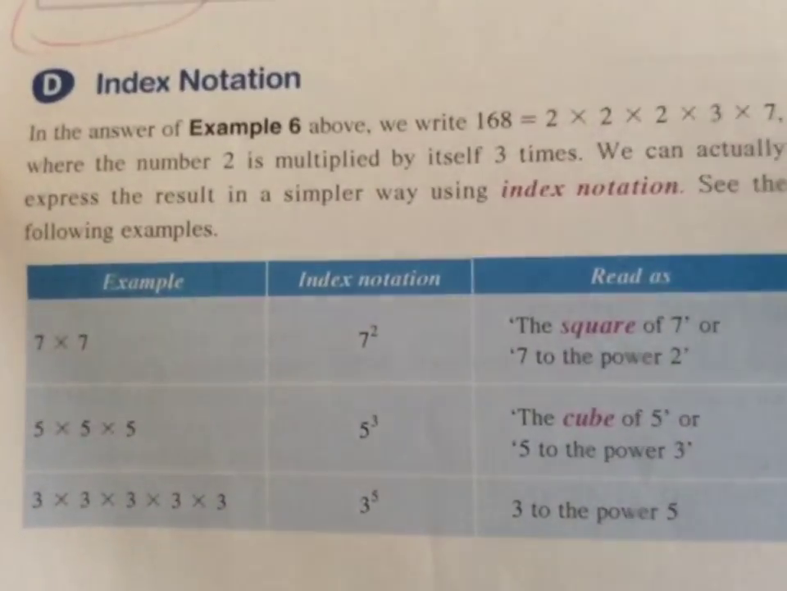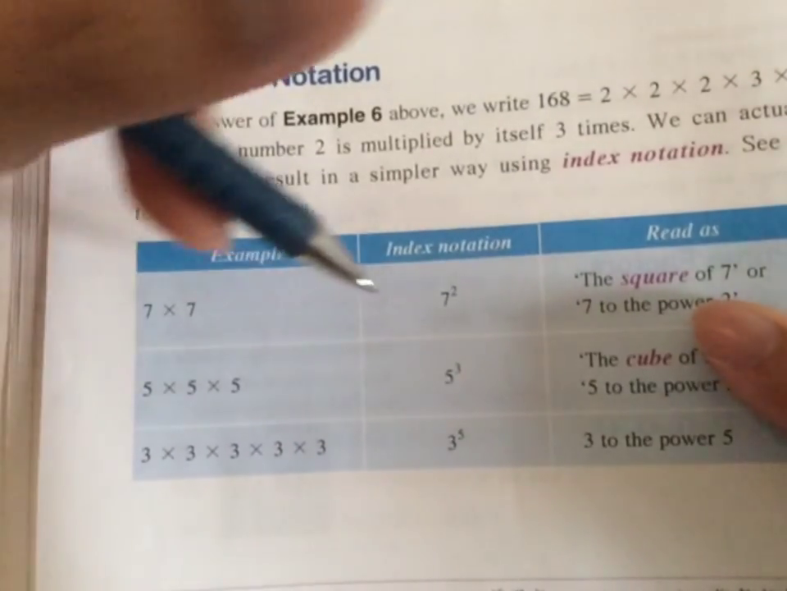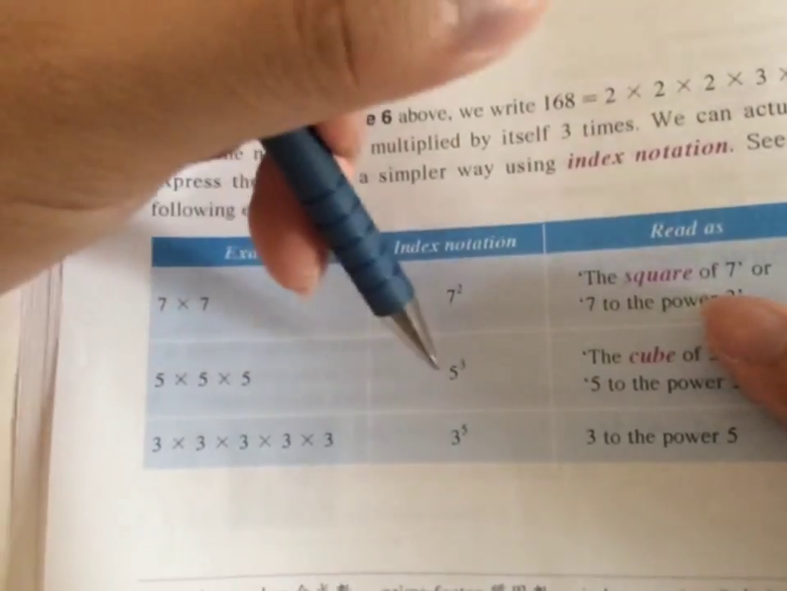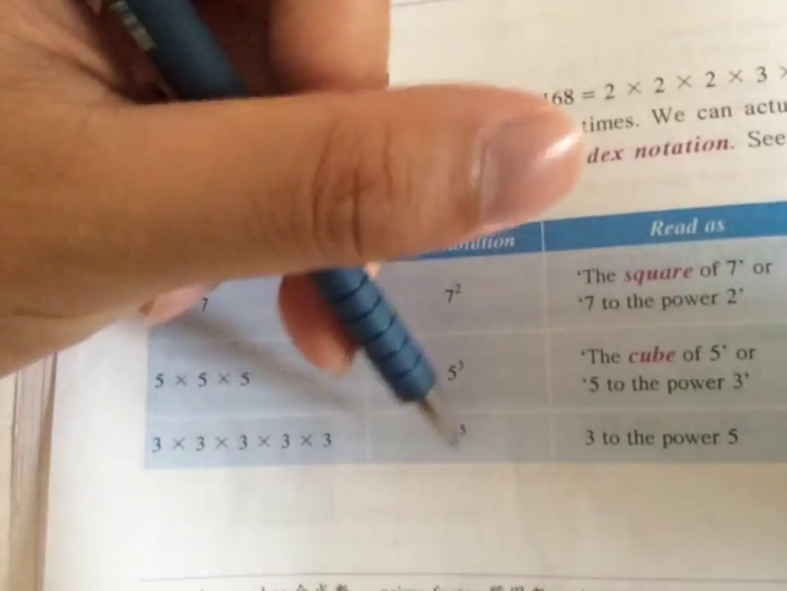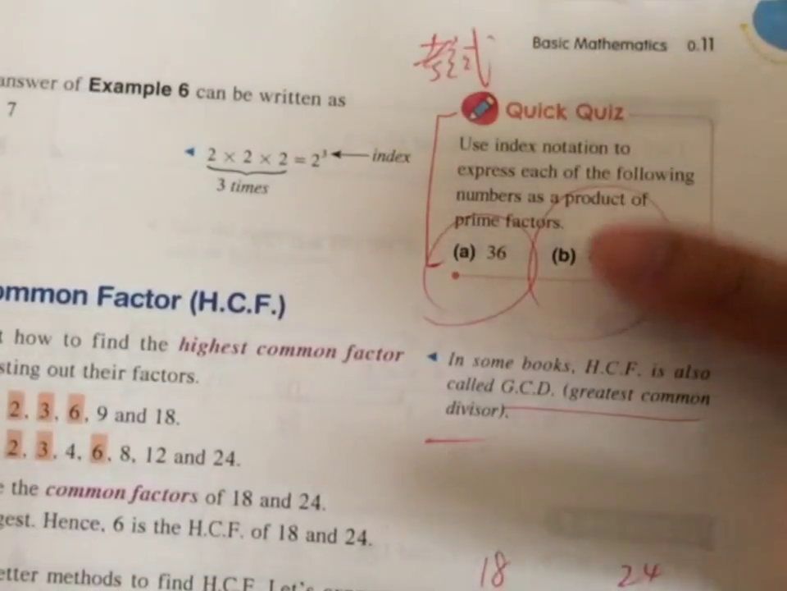So index notation: the square of 7 is 7 times 7, 7 squared. 5 times 5 times 5 is the cube of 5, 5 to the power 3, and so on. After this method, we can use index notation. Okay, it goes on.